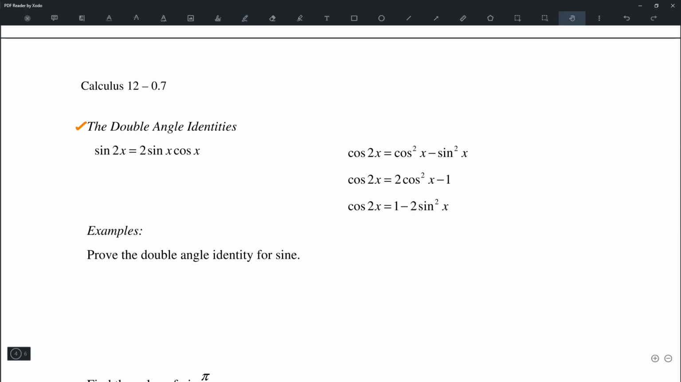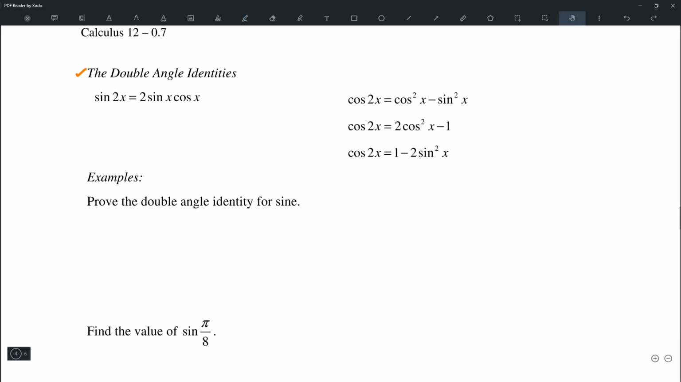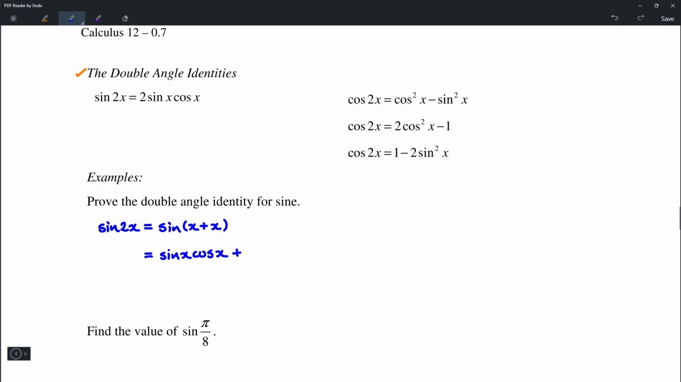So the types of questions we'll be seeing are something like this one here. It says, prove the double angle identity for sine. So we're going to start with sine 2x, which we know is the same as sine of x plus x. And here we can use the sum and difference identity for sine, which gives us sine x cosine x plus sine x cosine x. Now we have two like terms, we can combine them, and finally we're left with 2 sine x cosine x. And that's the proof of the identity.